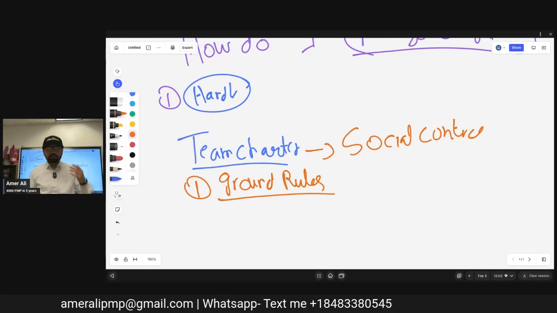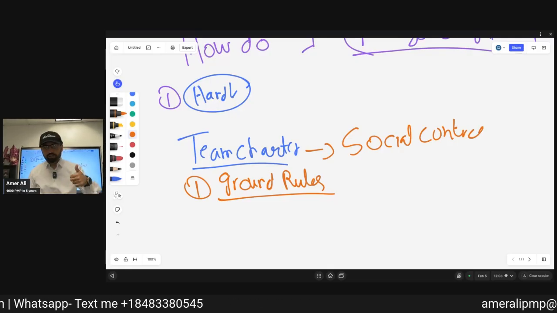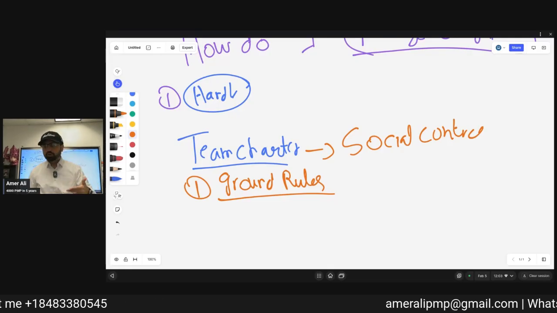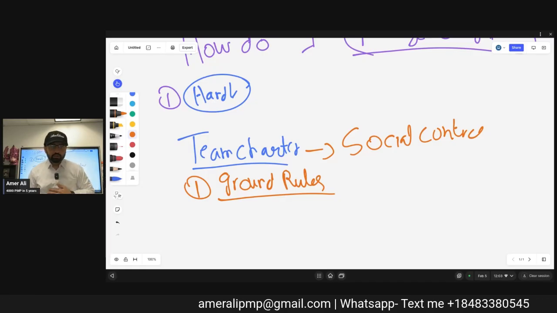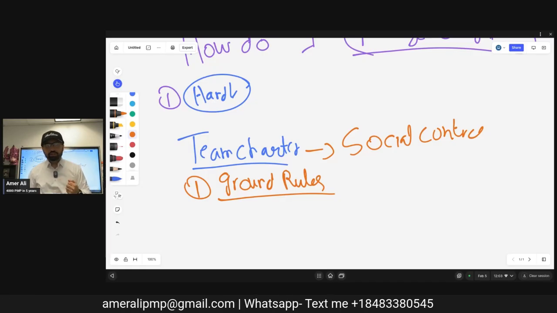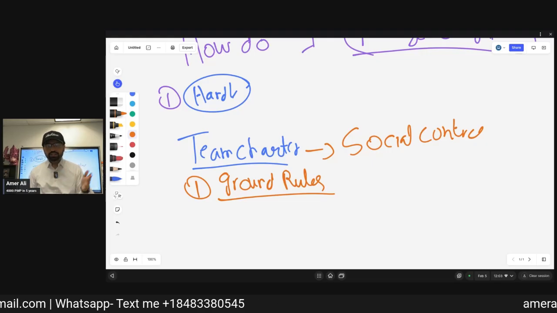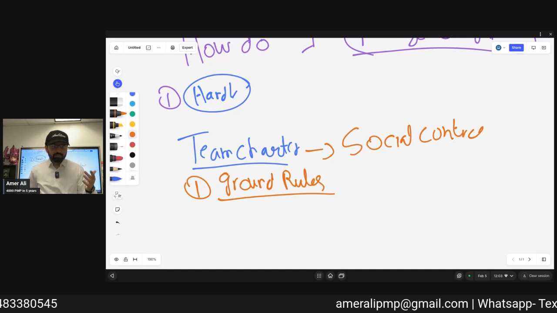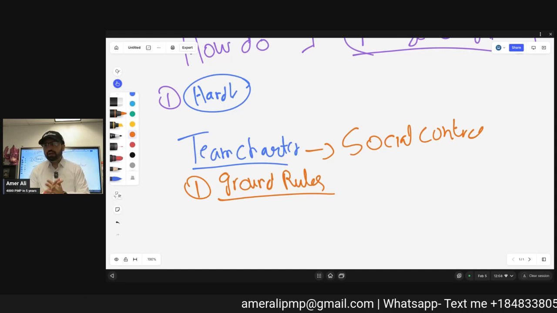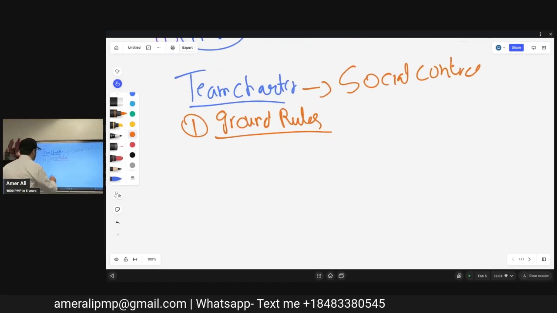In my WhatsApp group, you cannot talk about politics, cricket, sports, religion, nothing. Only PMP. These are my ground rules. You respect everyone. You respect diversity. If you do anything that is not up to those standards, I remove you. I give you money back if you are my paid student. It never happened, but this is what we do. Ground rules, the basic rules and regulations, are a part of the team charter.